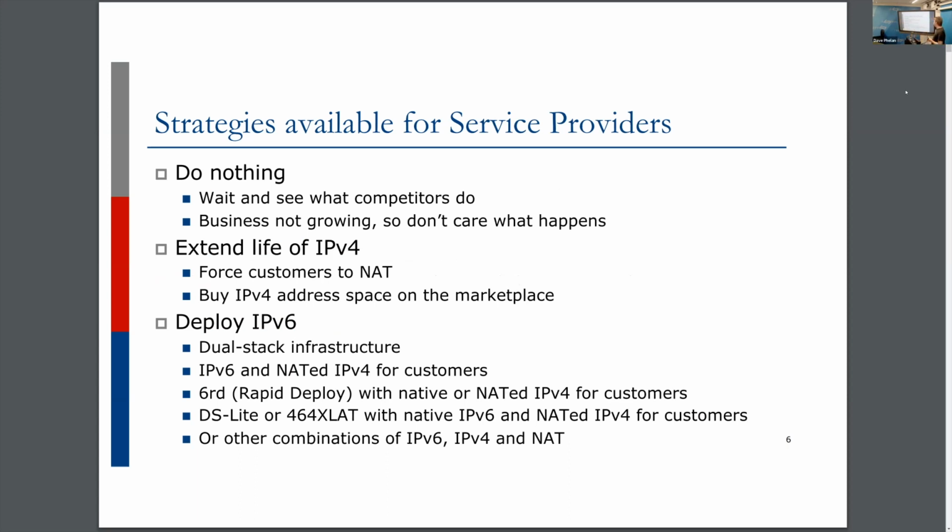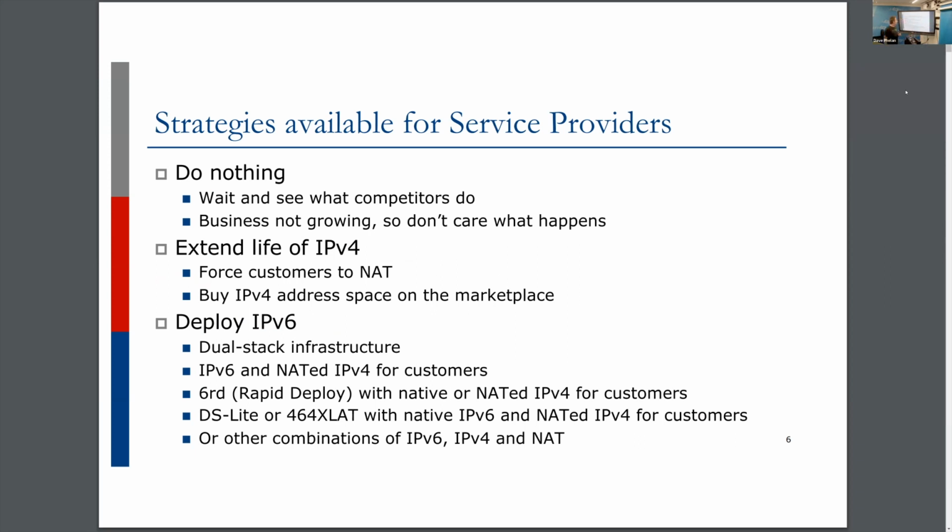You can either do nothing and see what everyone else does. You can try and stretch out the life of your V4. So you could go and buy addresses on the marketplace. I don't advise doing that because it's really costly. On a per IP address, V4 on the open market right now is about $50 US. So for a /22, that's a lot of money. Or you can deploy IPv6.